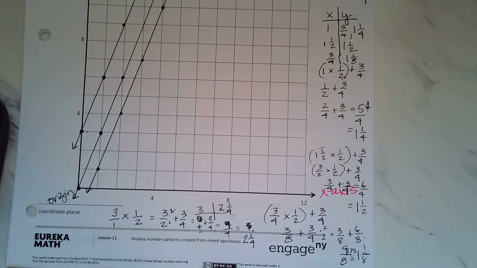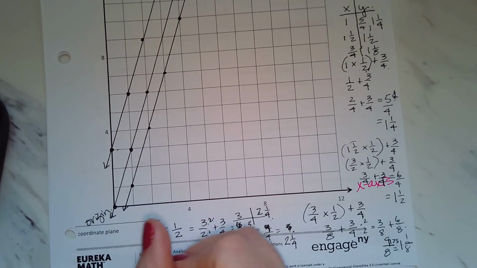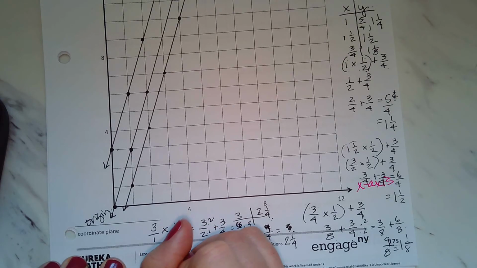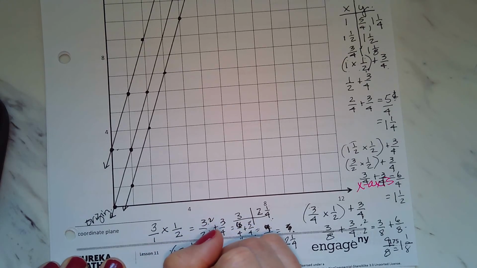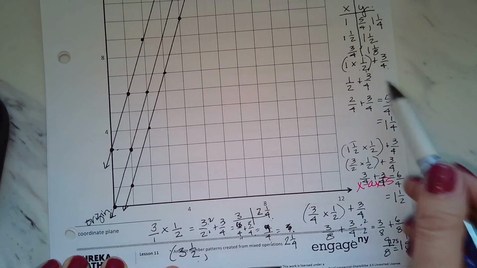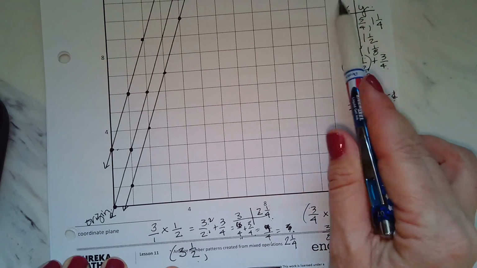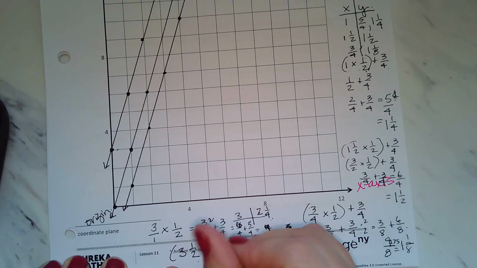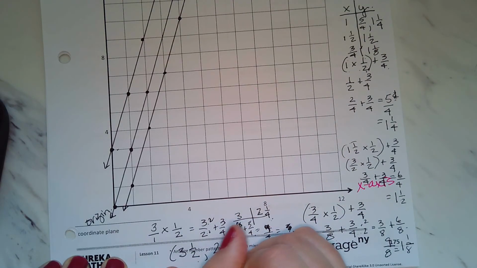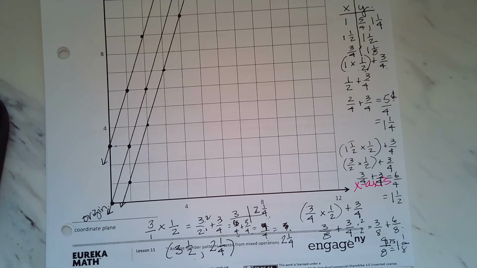So what about 2 1/2? If x is 2 1/2, is there any way to get 2 1/4? Try it. See if you can try 3 1/2 as your x coordinate. Use this operation and see if you can end up with 2 1/4. Try it now and see if you can get that.